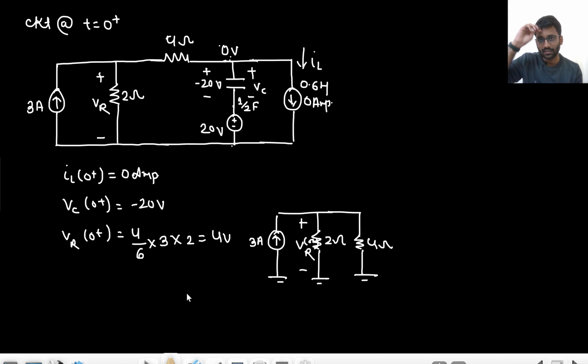VR0 plus is 0, they are saying. It is not 4 volt. Why is it so? In the answer it is shown 0. Let me check it. Yeah, 4 volt is correct. The given answer is wrong actually. Yeah, 4 volt is correct.